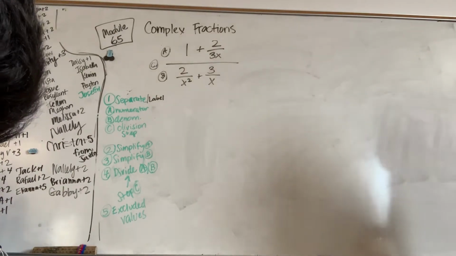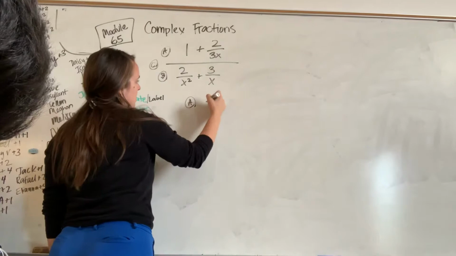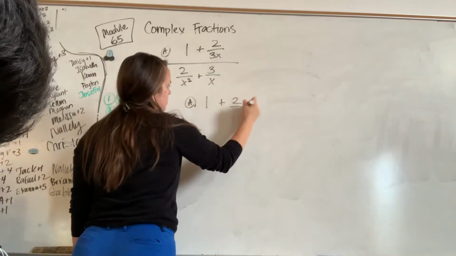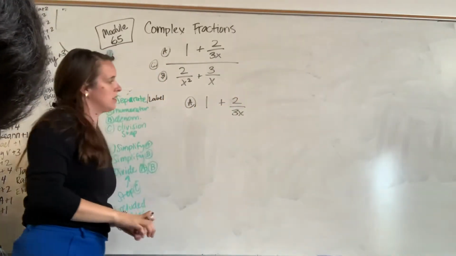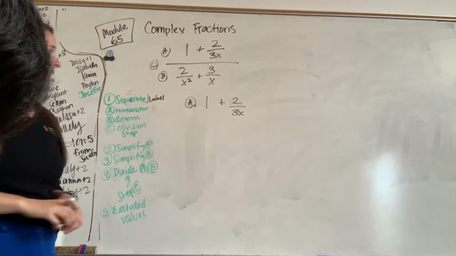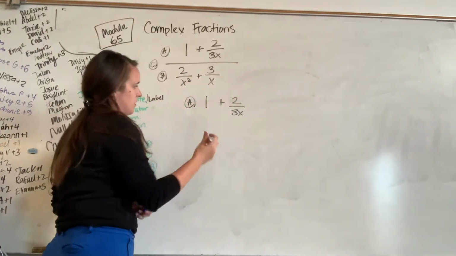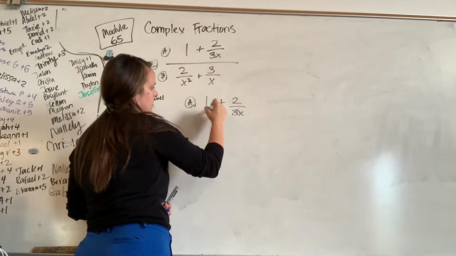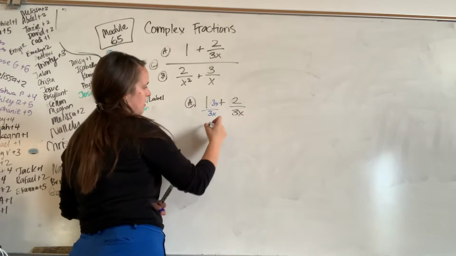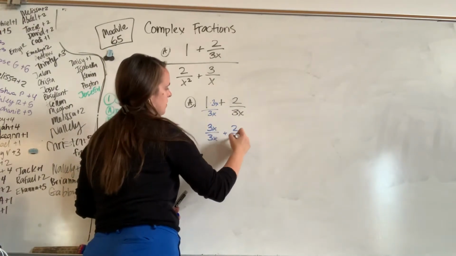Alright, okay. So my A section would be 1 plus 2 over 3x. What do they need? 3x for the 1. So 3x over 3x. Yeah. So now I have 3x over 3x plus 2 over 3x.